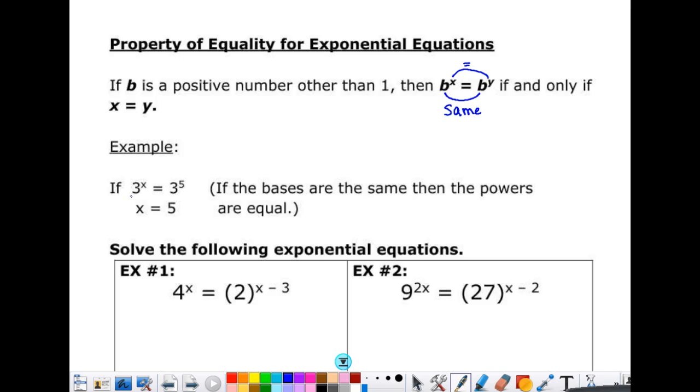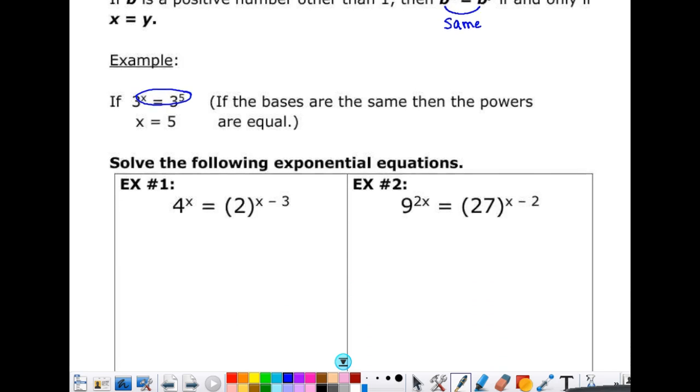So 3 and 3 are equal, so that means the exponents are equal. You can set the exponents equal. So that means x equals 5 there.